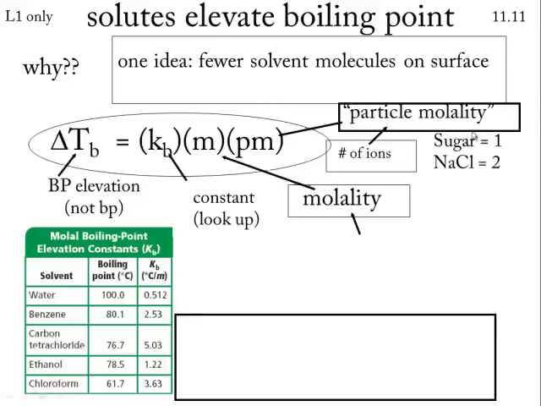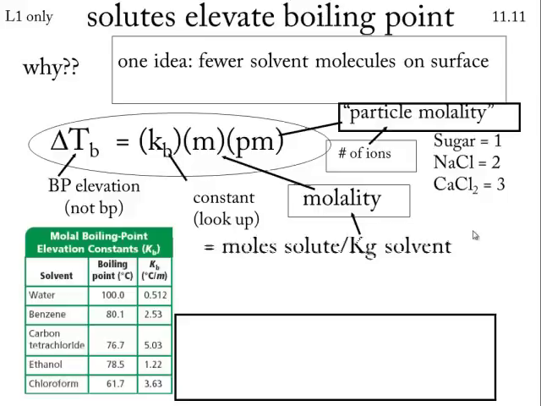Sugar, well, it's not even an electrolyte. It has no cation, it has no anion, so its particle molality is 1. Sodium chloride breaks up into Na plus and Cl minus. Particle molality is 2. Twice the effect. Notice that it gets multiplied, so it would be twice the effect. Calcium chloride's 3. If you wrote things like aluminum oxide, it would be 5. So, it's an important part of it.